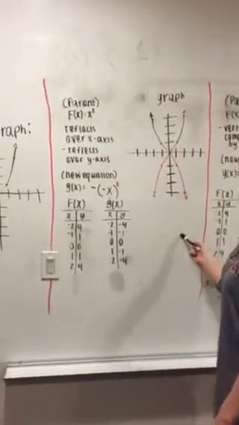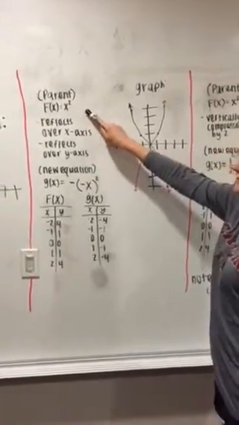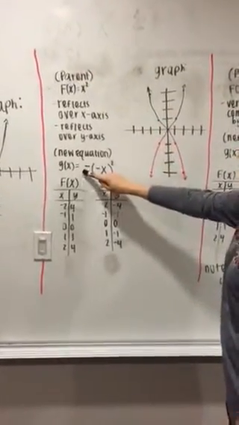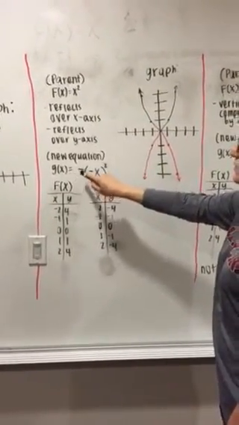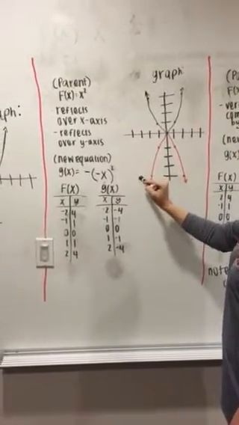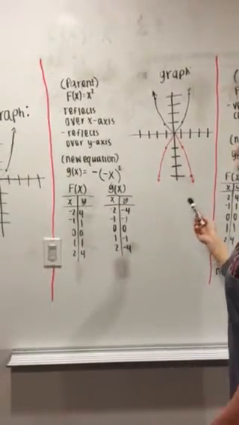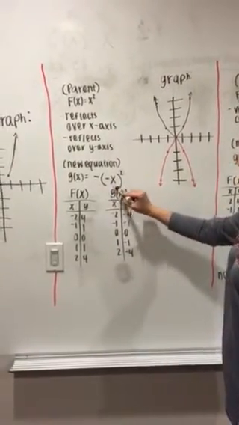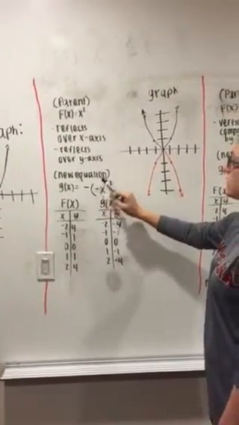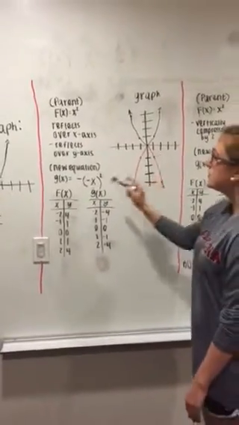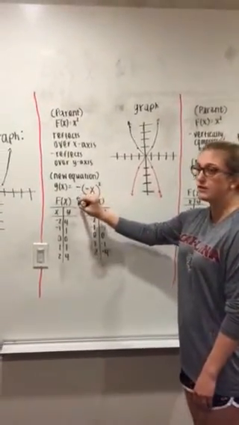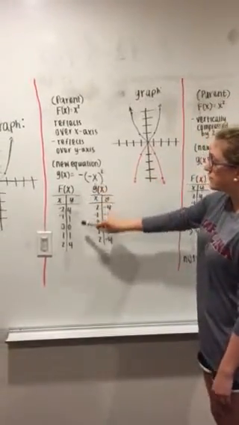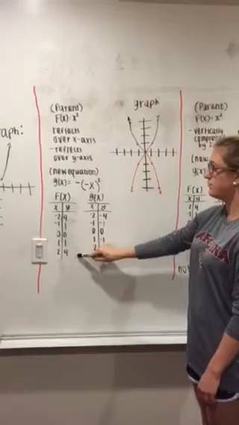Now we're on to reflections. The parent function is the same, and the new equation is negative x². And the reason we do that is because a negative on the inside of the parentheses with x is the same as a reflection over the y-axis, and a negative on the outside of the parentheses means a reflection over the x-axis. The table for f(x) has stayed the same.